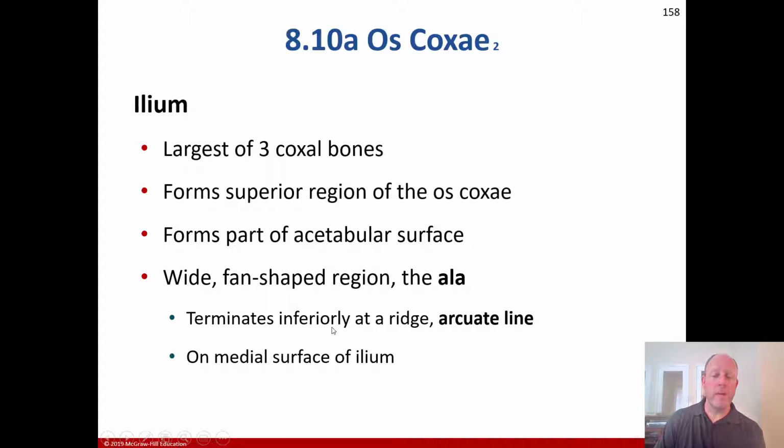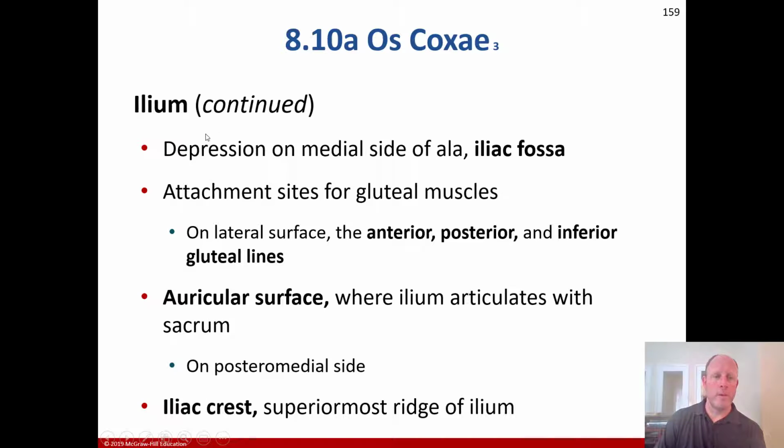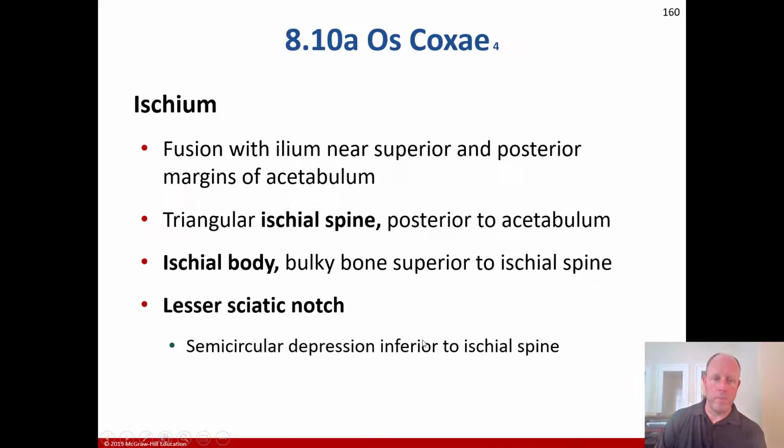It terminates inferiorly at a ridge, the arcuate line on the medial surface of the ilium. On the medial side, toward the middle of the ala, there's a depression called the iliac fossa. There are attachment sites for the gluteal muscles at the ilium. On the lateral surface are the anterior, posterior, and inferior gluteal lines. The auricular surface is where the ilium articulates with the sacrum on the posterior medial side. And the iliac crest is the superiormost ridge of the ilium.